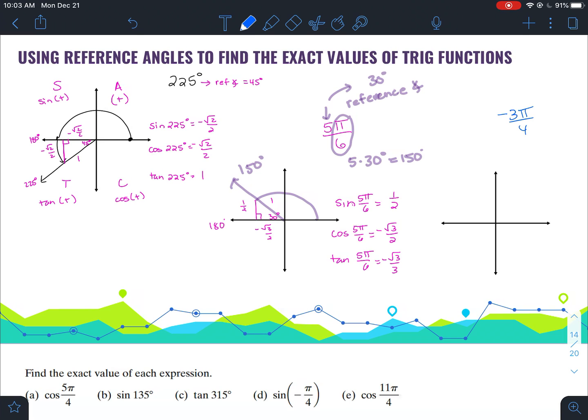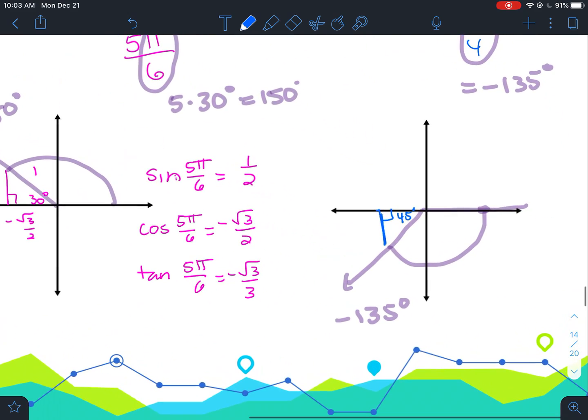All right, so let's say we wanted to do negative 3 pi over 4. So negative 3 pi over 4, our reference angle, we look at pi over 4, so we look at the little fraction without the coefficient in front first, and that's 45. And then if we do negative 3 times 45, we would get negative 135. So we're going to be at negative 135. And remember, if you have a negative angle, you're rotating down. So I'm right here. So that's going to be negative 135.